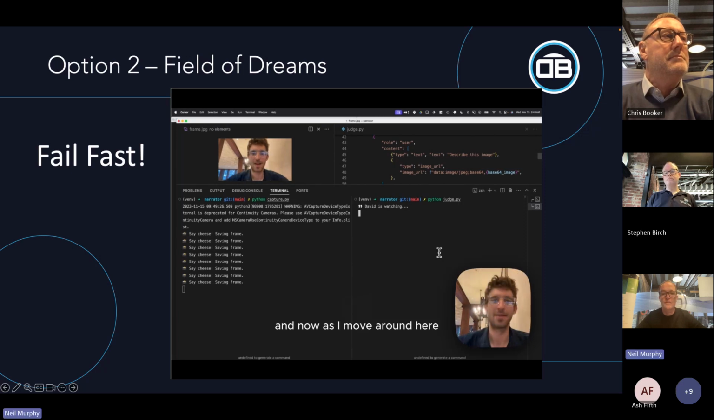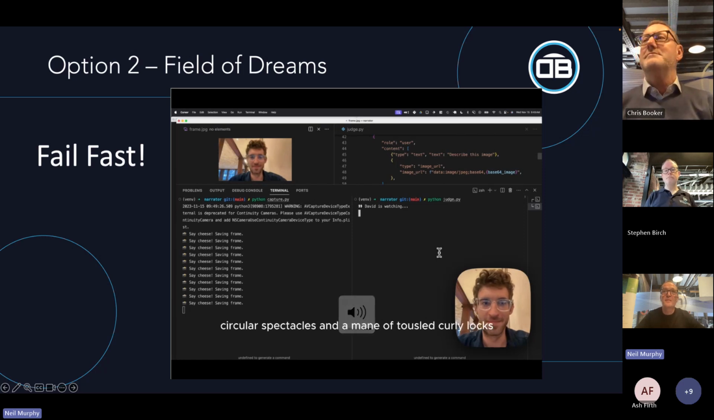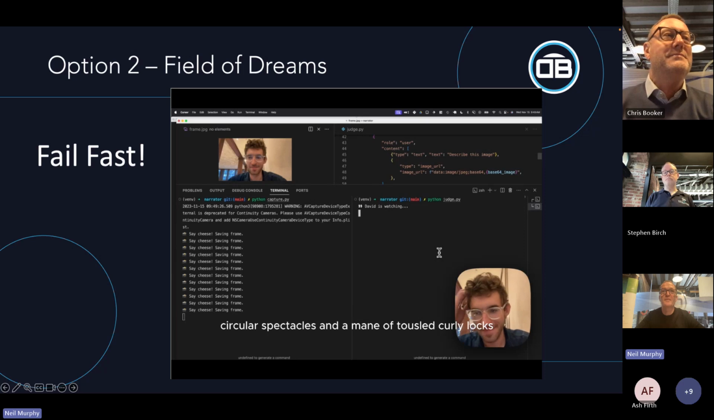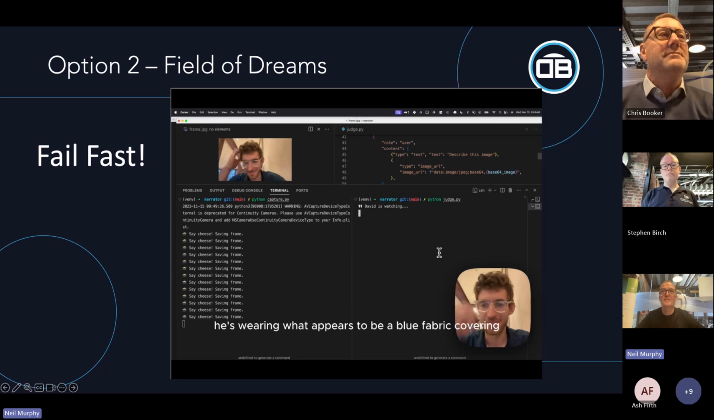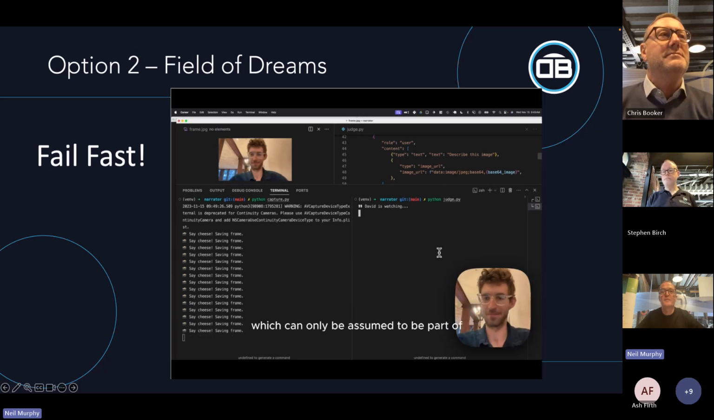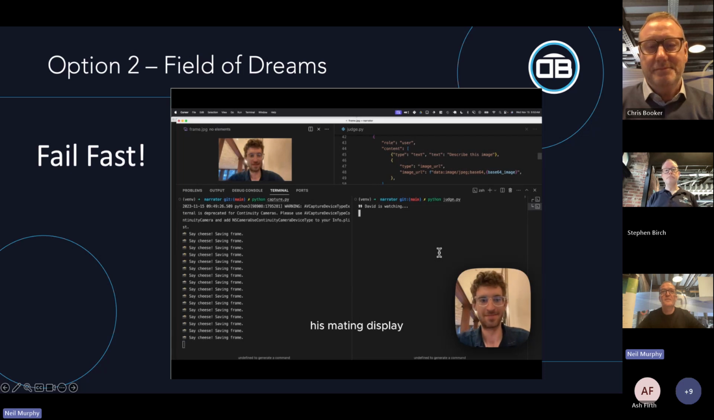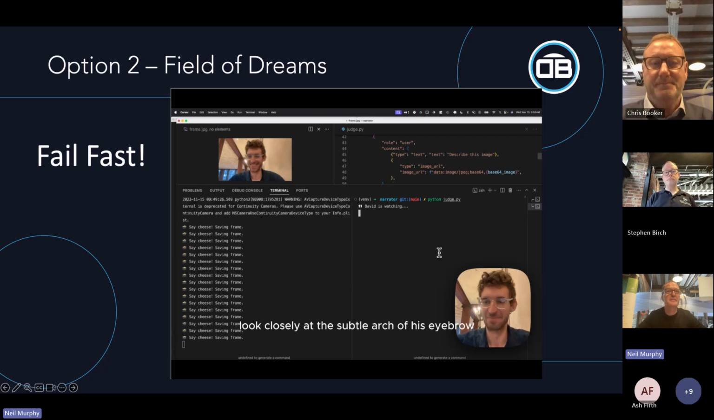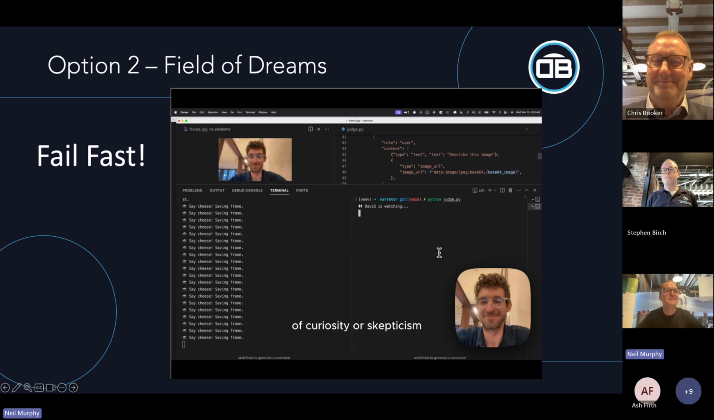Here we have a remarkable specimen of Homo sapiens, distinguished by his silver circular spectacles and a mane of tousled curly locks. He's wearing what appears to be a blue fabric covering, which can only be assumed to be part of his mating display. Look closely at the subtle arch of his eyebrow. It's as if he's in the midst of an intricate ritual of curiosity or skepticism. The backdrop suggests a sheltered habitat, possibly a communal feeding area or watering hole.